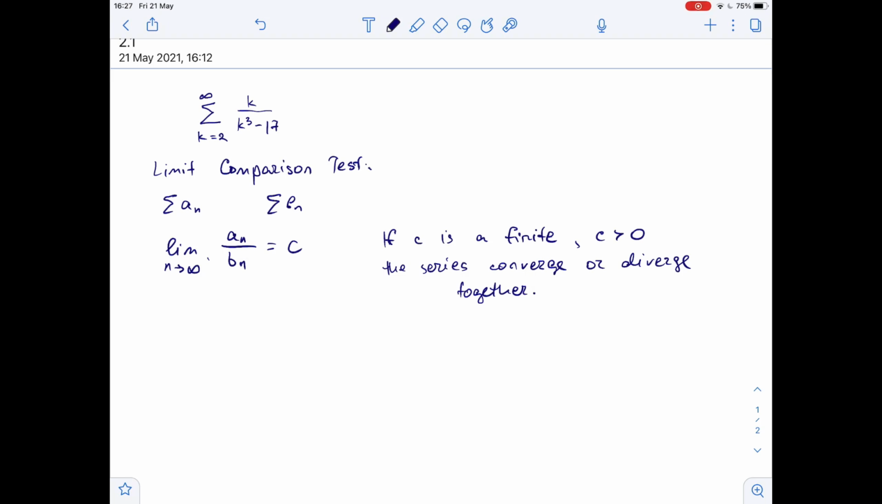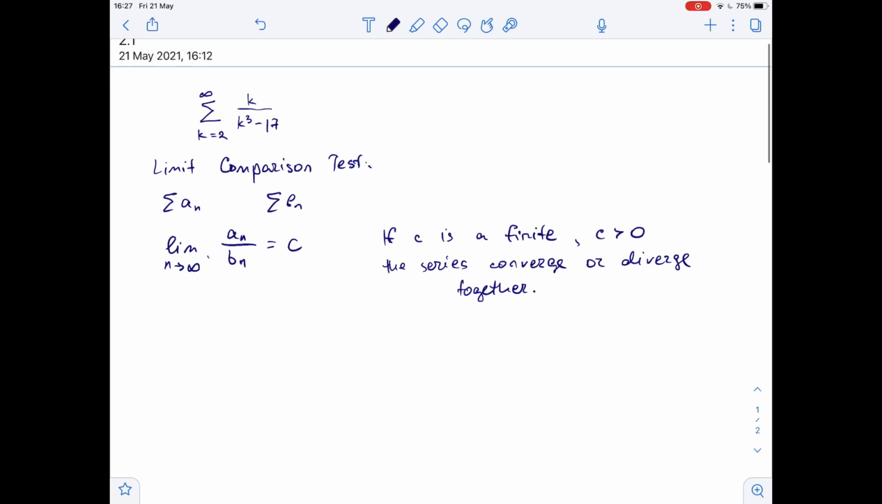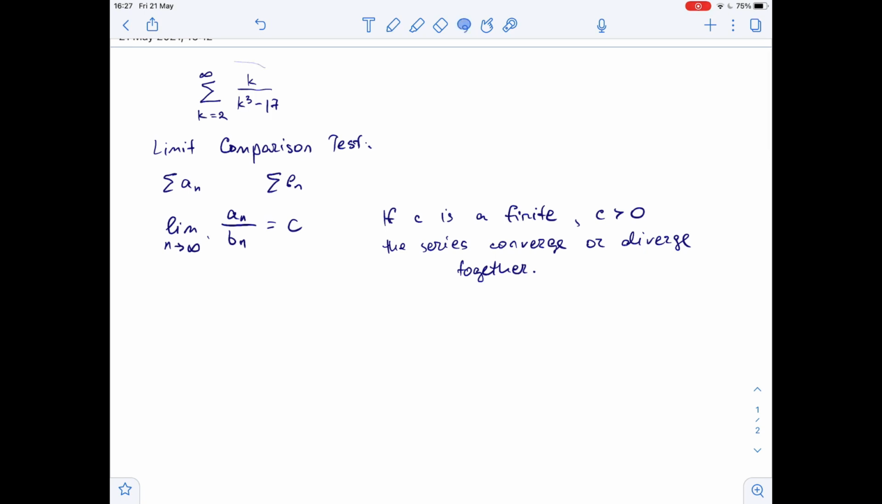So let's see how we can apply this limit comparison test to solve our problem. The given series, let's copy it and paste. This will be our first series, a of n, equal to this. Let's just substitute k with n to make it easier. And the second series which we will use, b of n, is equal to the sum of 1 over n squared.